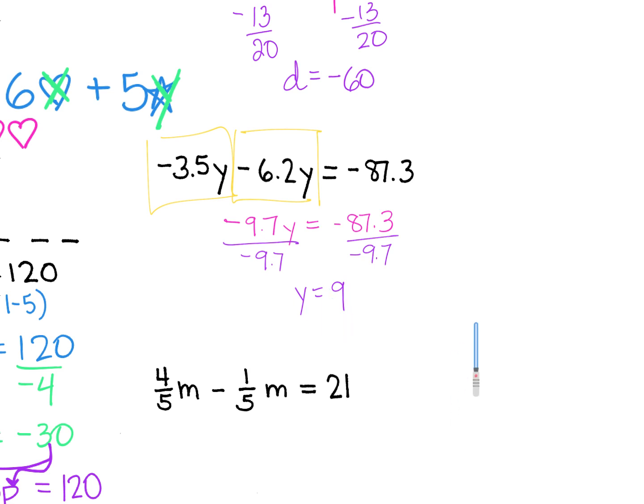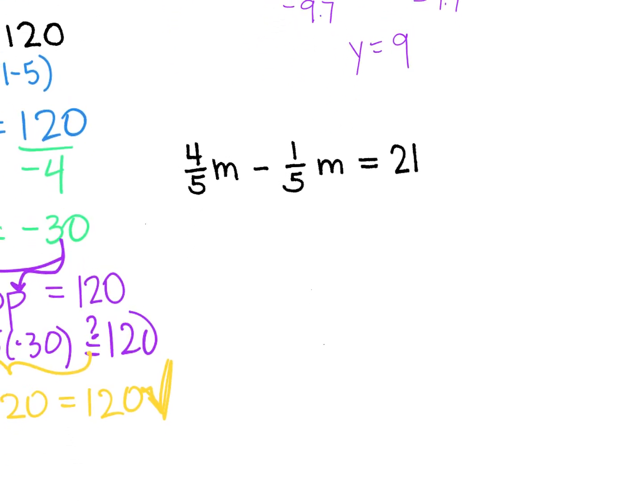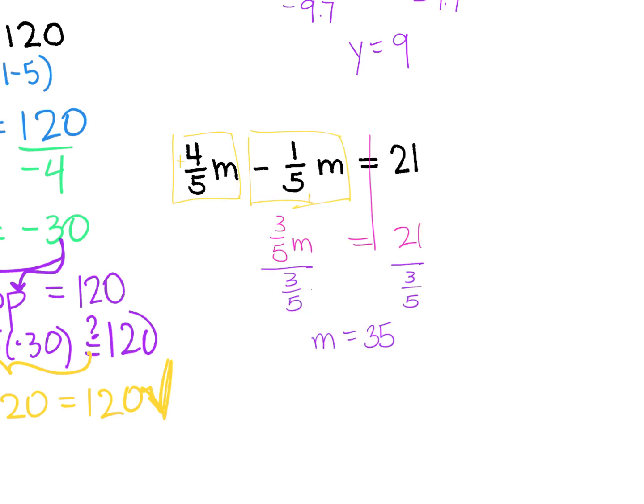Last but not least, 4/5 m minus 1/5 m equals 21. Solve for m. Here's my work. I combined 4/5 and negative 1/5 to get 3/5, divided both sides by 3/5, and I got m is equal to 35.